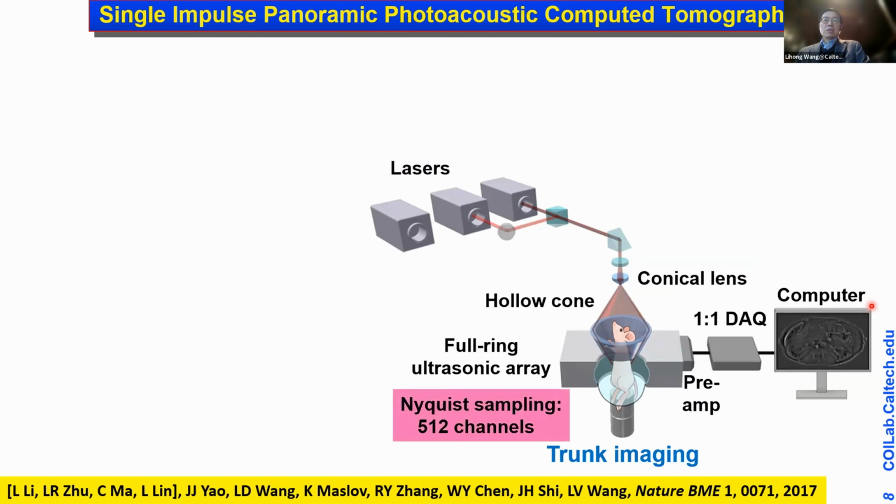We follow the spatial Nyquist sampling criterion, namely finer than lambda over 2, acoustic lambda over 2 in sampling spacing. We use preamplifiers to maximize the signal-to-noise ratio. We use one-to-one data acquisition, namely 512 channels of data acquisition to allow single-shot imaging for a 2D cross-section.